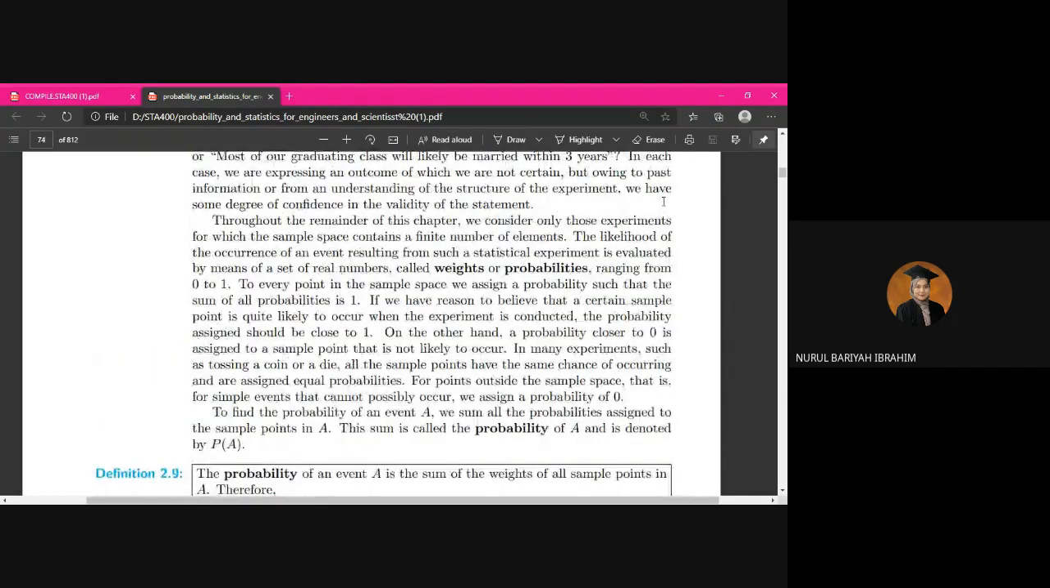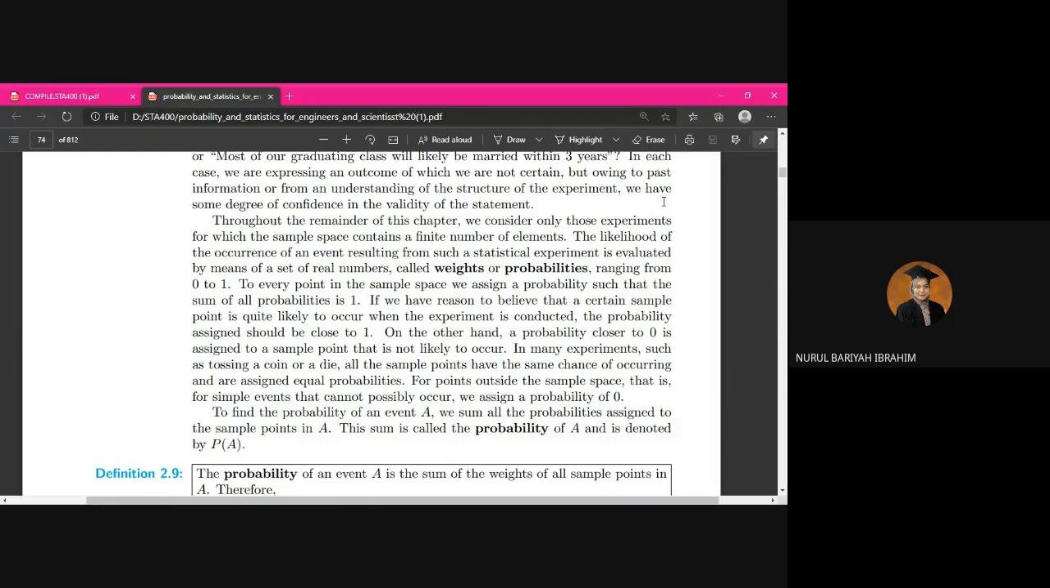Okay, probability adalah chances of an event will occur. Okay, possibility of an event will occur. So the probability ni will lies between 0 and 1. Okay, so nilai probability cannot be more than 1 and cannot be negative value.